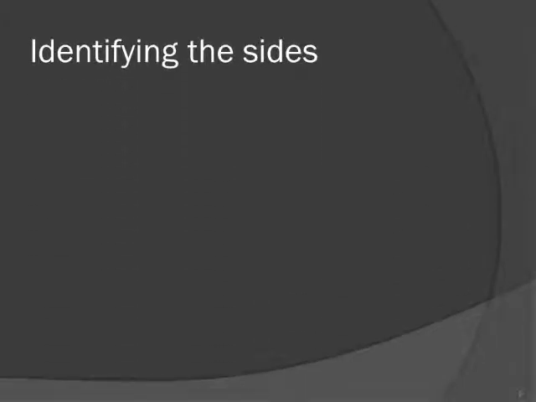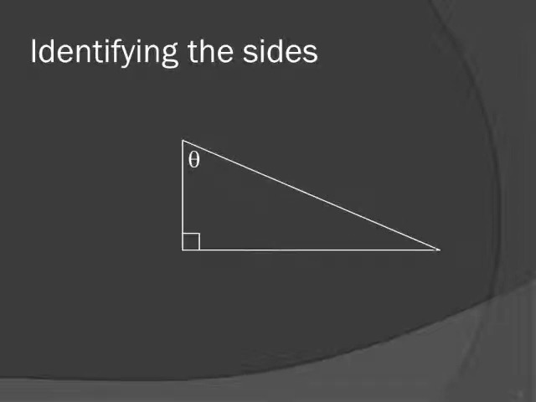The first step in getting your trigonometry right is actually being able to identify the sides for a given angle. Now here we have the angle theta. Theta is just a Greek letter. It's one of those traditional things that we use in trigonometry, a lot of the Greek stuff. So let's take a look.